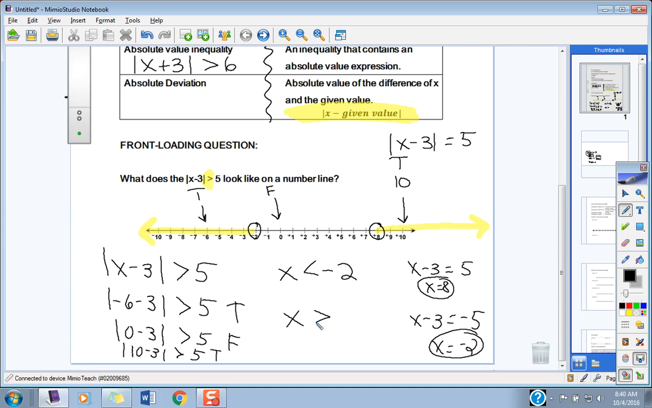There you go. Greater than 8. And in between the two, are you using "or" or "and"? Or. There you go. All right. So this is kind of what we're going to be dealing with today. A lot of stuff here.